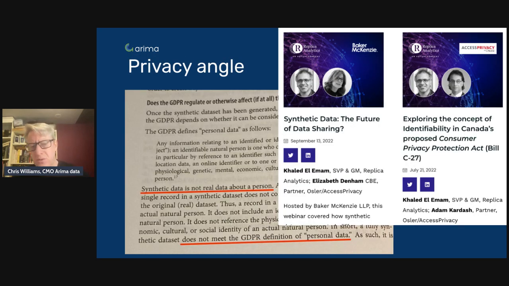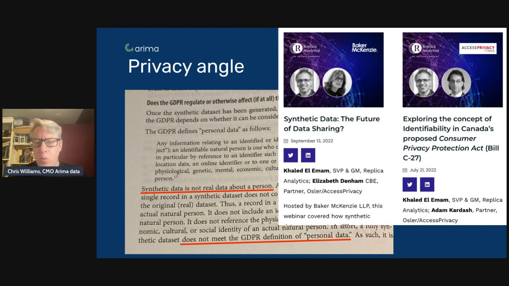Here's the privacy angle. Going back to Khalid and Replica Analytics, he wrote a book about the uses and generation of synthetic data. I just grabbed a couple of points here. One is from the website, about who he's working with in terms of privacy commissioners, regulators and lawyers. You can see Liz Denham there, the former privacy commissioner of the UK, and before that she was BC's privacy commissioner.